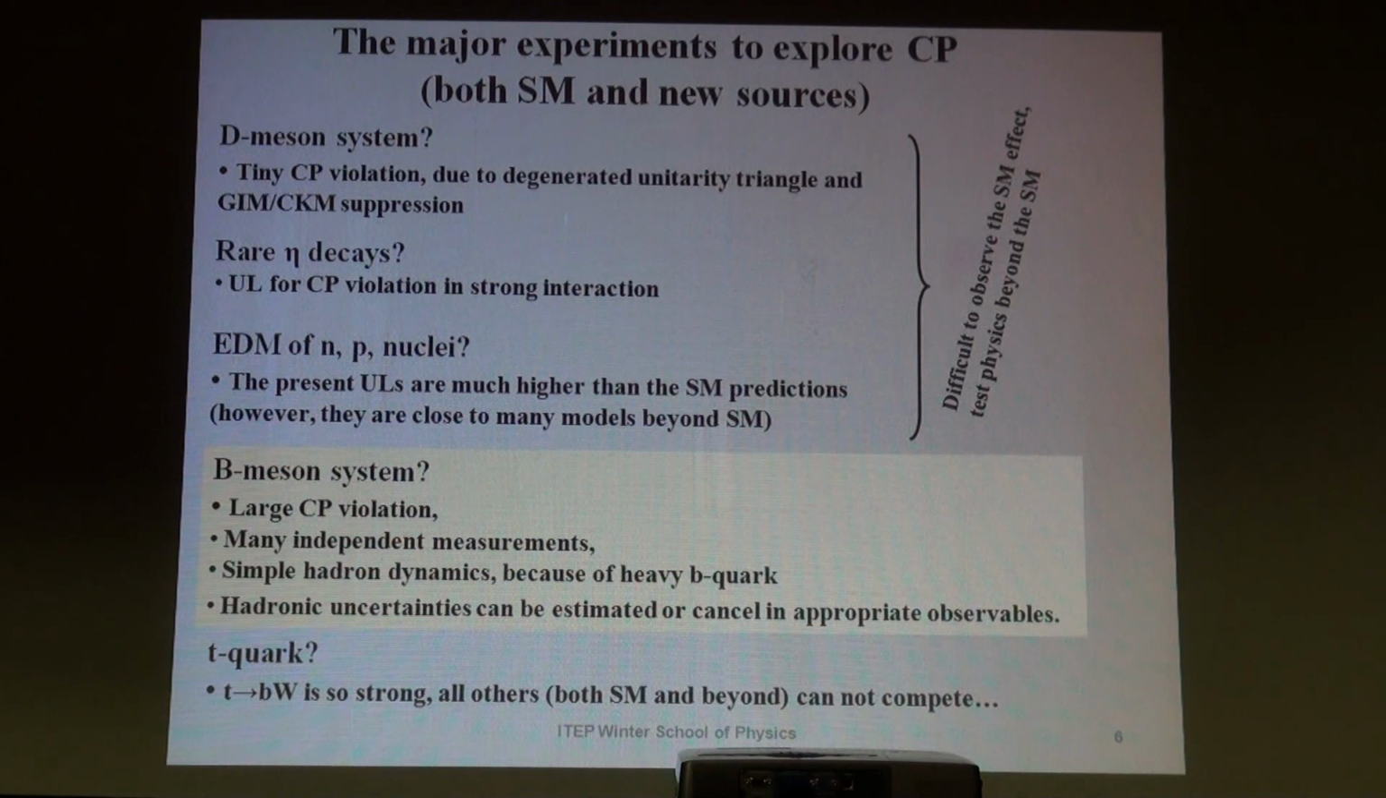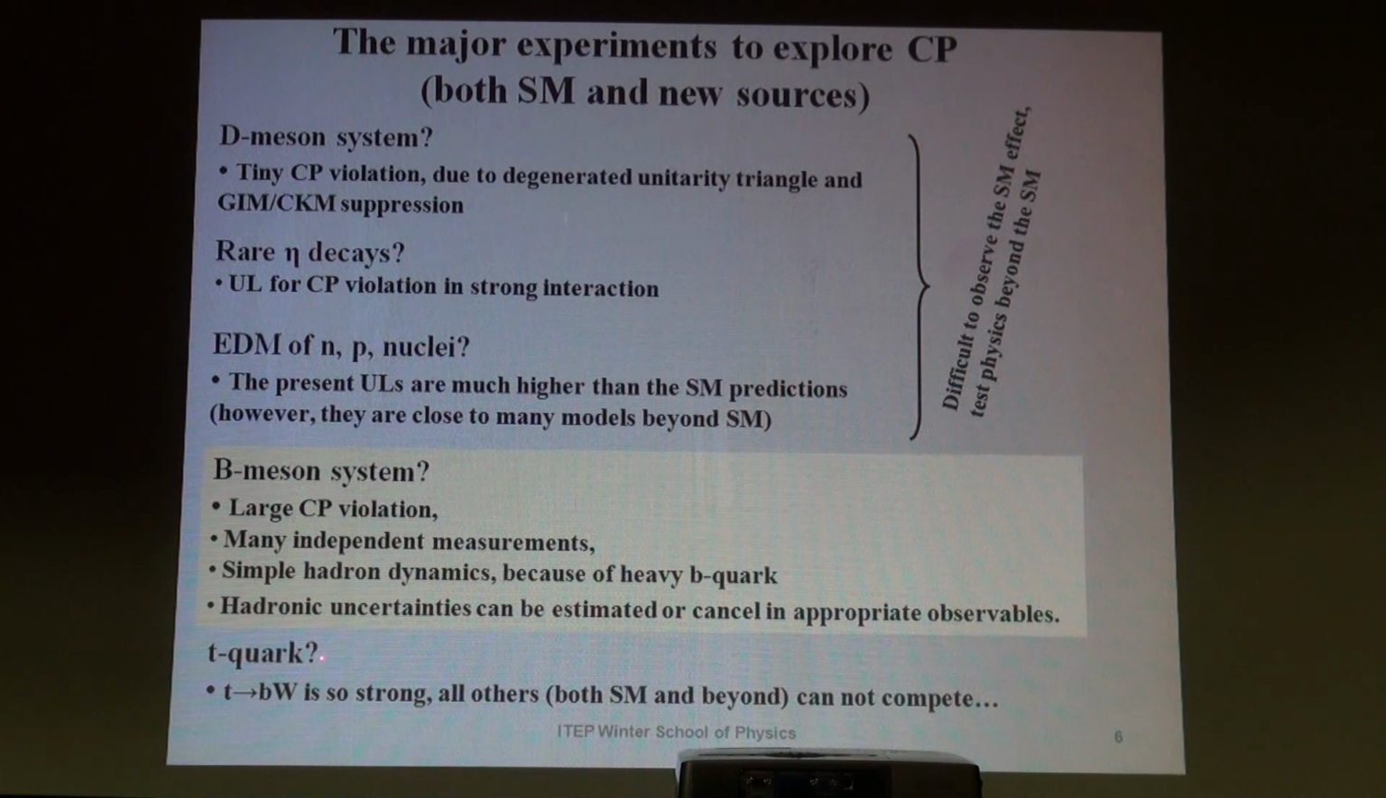Some uncertainties are due to strong interactions. I'd like to remind you that in the K-meson system, for example, we can do nothing with very precise measurements of eta prime to eta just because of the strong interaction contribution, which is difficult to estimate. In dimesons, some of them can be estimated, but most of them can be just cancelled.